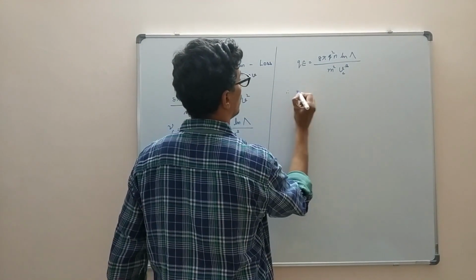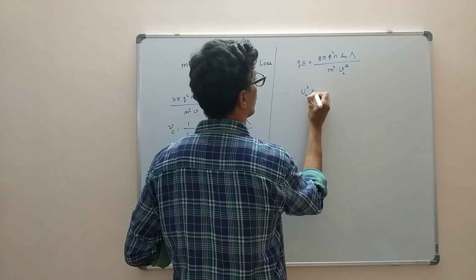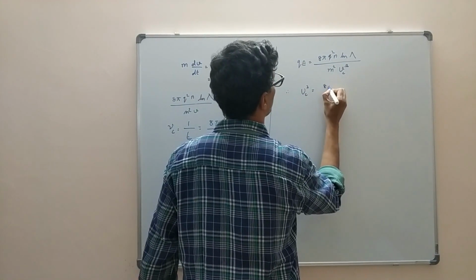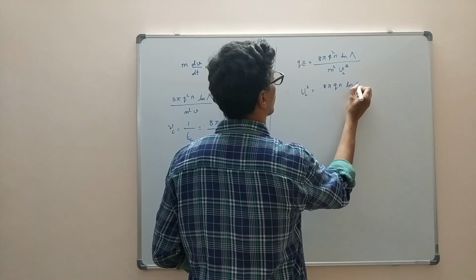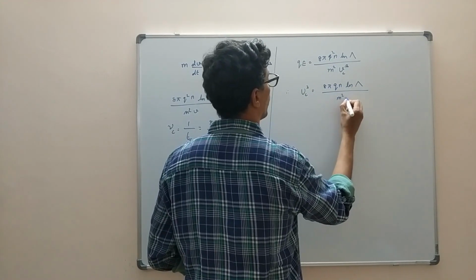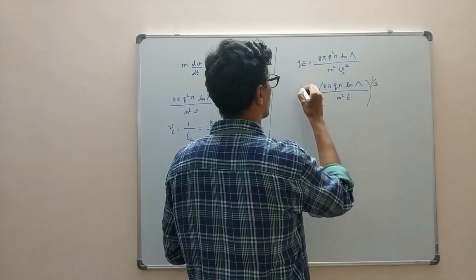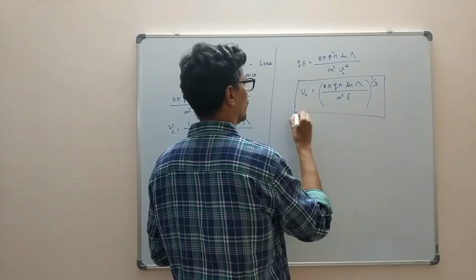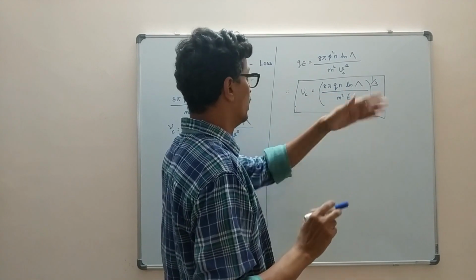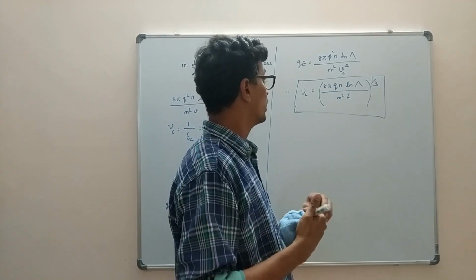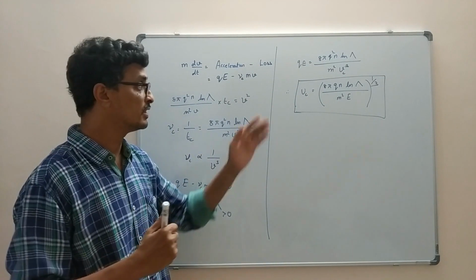So therefore your vc cube is equal to 8 pi q cube n ln of lambda divided by m square E, or my vc is nothing but the cube root of this. This is the critical velocity. For a given plasma with a plasma density n, the particle can be accelerated at a reconnection region if the velocity is greater than this critical velocity.